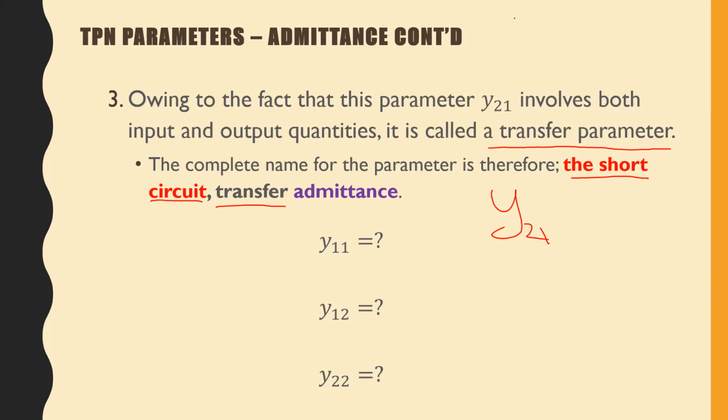Y11 is the name for it: short circuit transfer admittance. Why do you say transfer? It's the same port, so there's no transfer between input and output of different ports. Well, transfer if you're dealing with two ports, but you're dealing with only one now. So what do you call it? The short circuit forward admittance. Or rather, short circuit admittance, I should say.